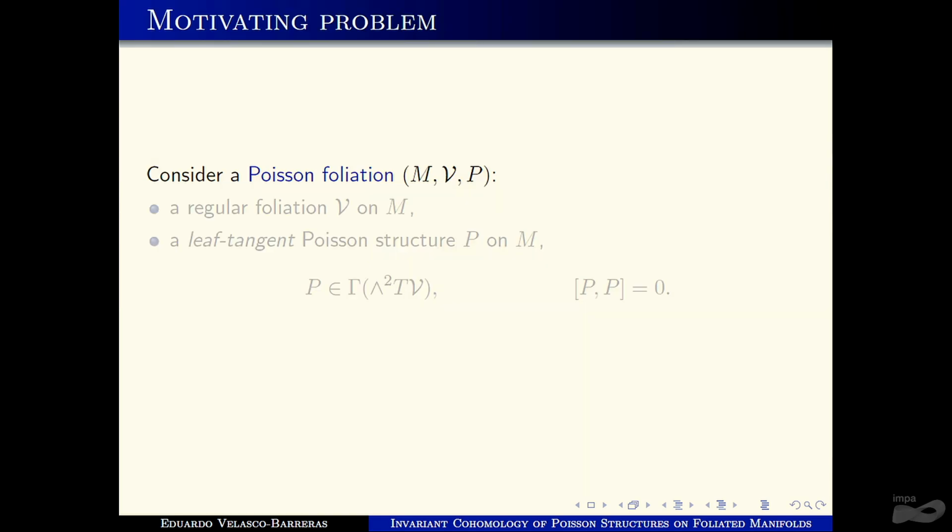So the starting point is a Poisson foliation, which is a triple consisting of a regular foliation on a smooth manifold M and a leaf tangent Poisson structure, which is a section of this vector bundle. And suppose that this Poisson foliation is endowed with two, in principle, independent structures.